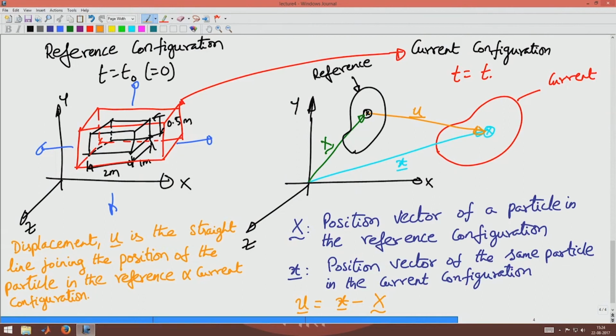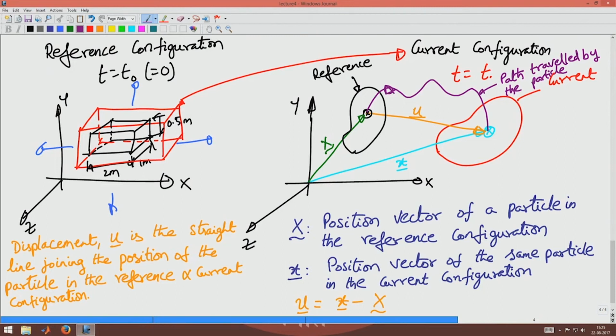In contrast to this, there is the path taken by the body. This point need not move from here to here by the straight line which connects the two particles, but it can take a path something like this. This pink one might be the path travelled by the particle. This is not the displacement of the particle. At different instances in time, this displacement will have different values.